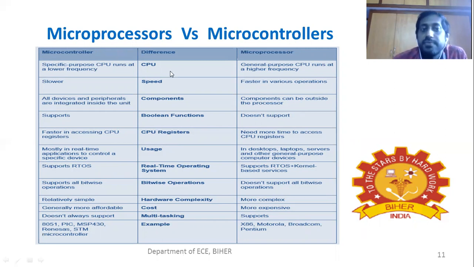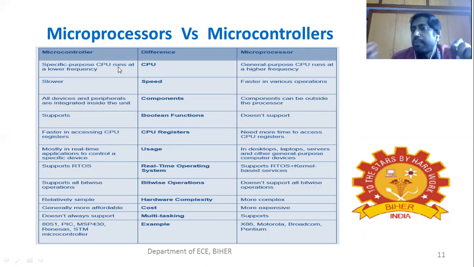First, as in the CPU, the central processing unit, in a microcontroller it is a specific purpose CPU. Because we are using a microcontroller for a specific application, we choose the microcontroller with a central processing unit which is suitable for that particular application only. In contrast with this, a microprocessor is general purpose. For example, our computers, we are not using them for a specific application. We are using them for multiple applications. So we need to choose a microprocessor for a general purpose application.